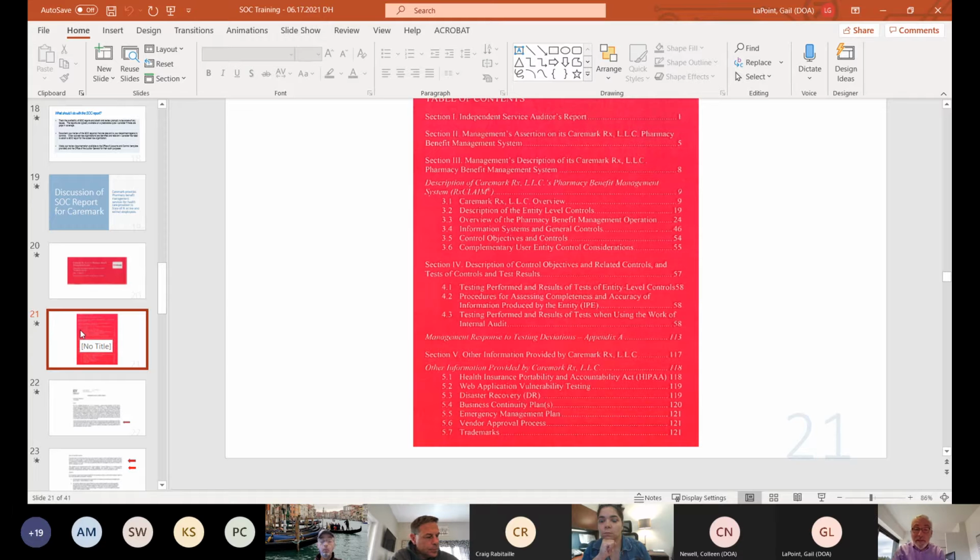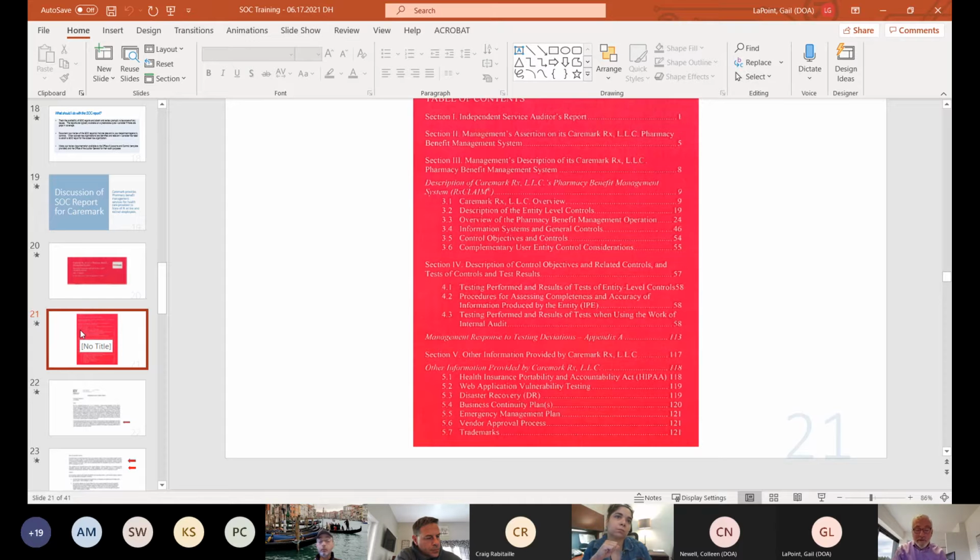So this is the test grid. They're outlining their specific tests, the controls that they tested and what their results were. And then management's response to testing deviations, that's in Appendix A. And then they provide some other information. So that just gives you a flavor, but in this report, this was over 120 pages. Some of the reports go on even longer than that, so they're quite detailed.